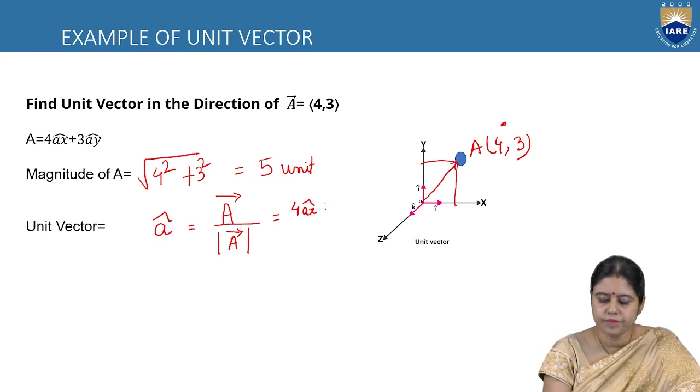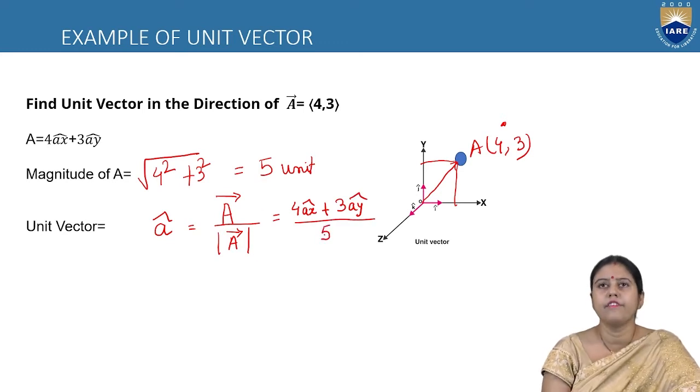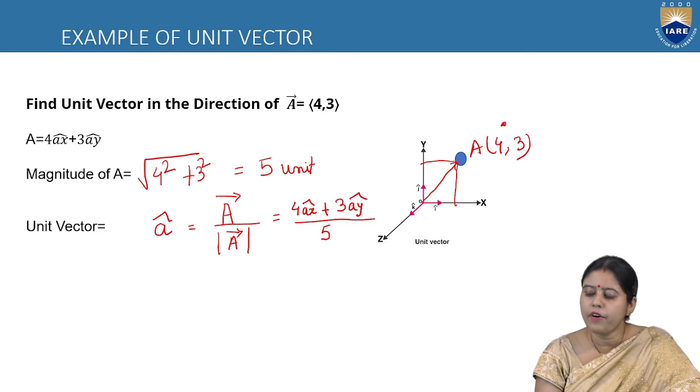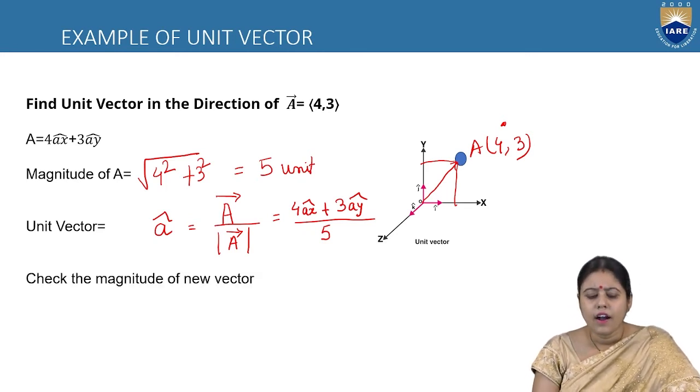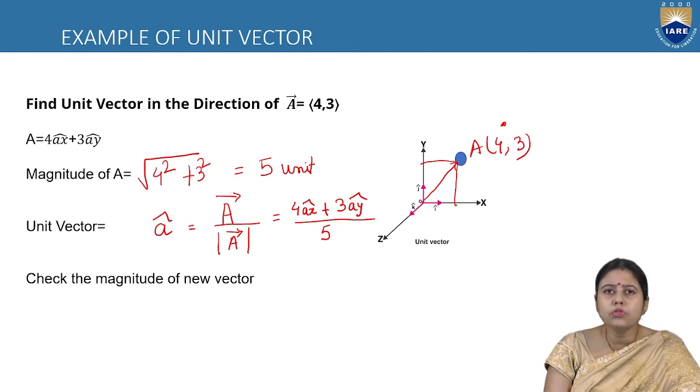4ax hat plus 3ay hat, and what is the magnitude? Magnitude is 5. So this is our unity vector. Now one may ask me, how can you tell it is a unity vector?